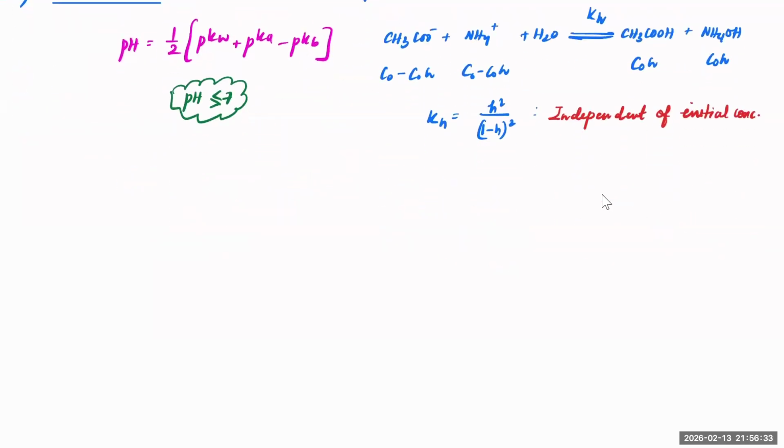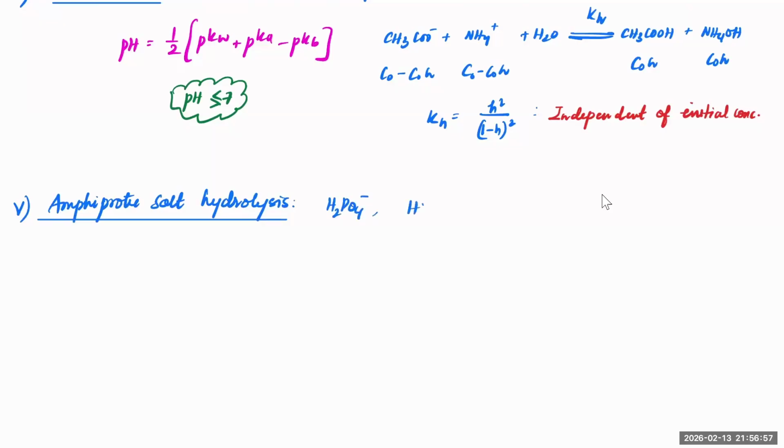Next, case 5 is in the case of amphiprotic salt hydrolysis. Amphiprotic means these are the salts which still have an acidic hydrogen left. What are the examples? H2PO4 minus, HPO4 2 minus salts, HS minus, and if you have HCO3 minus, like this. These are all the amphiprotic salts.